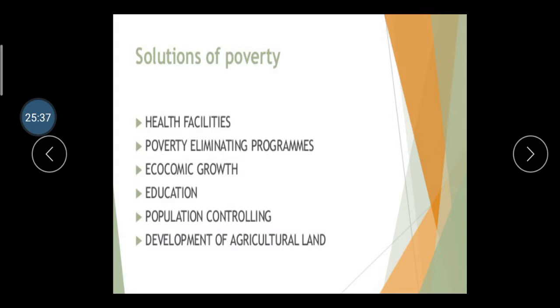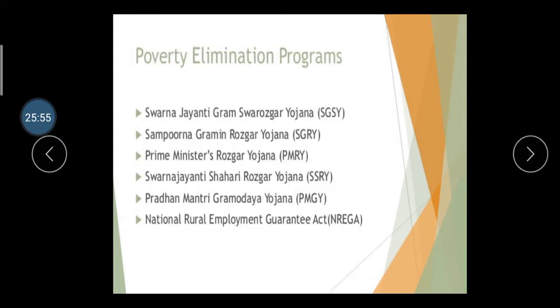Then education, if you give education, then they can get educated and they can get jobs. Then population controlling, if they do this population control, then all persons get the right job. Then development of agricultural land, so that they get income. Then there are various programs considered for poverty elimination. There is the Suvarna Jayanti Gram Swarojgar Yojana.